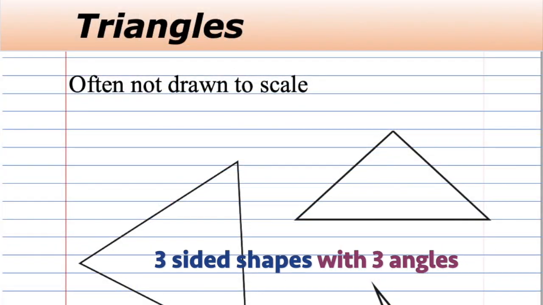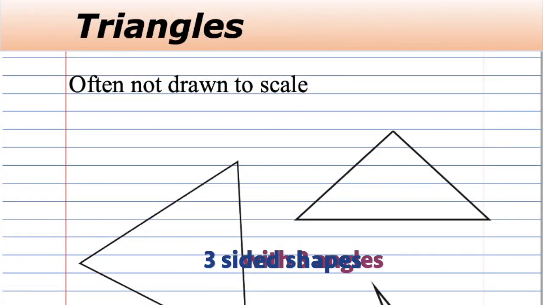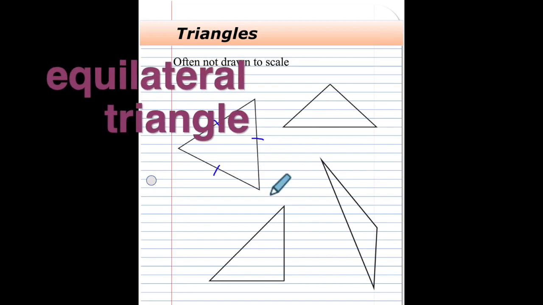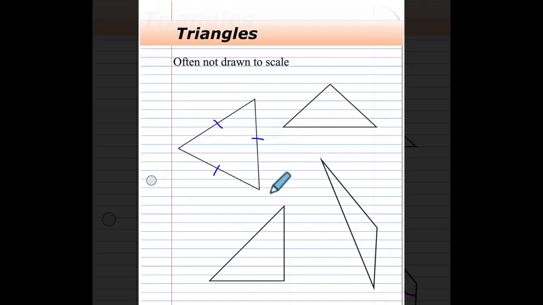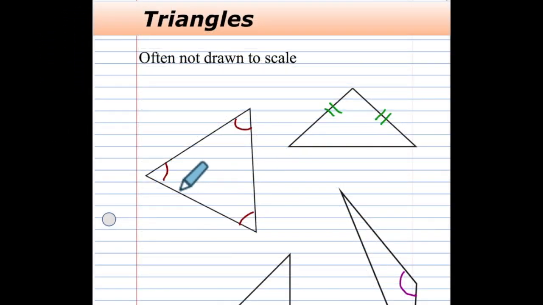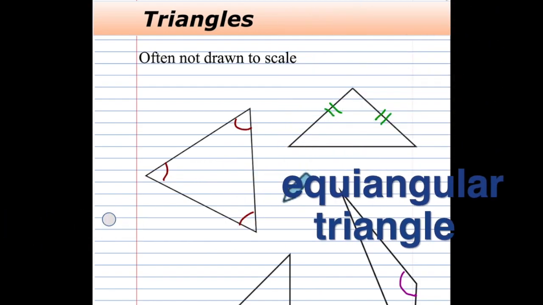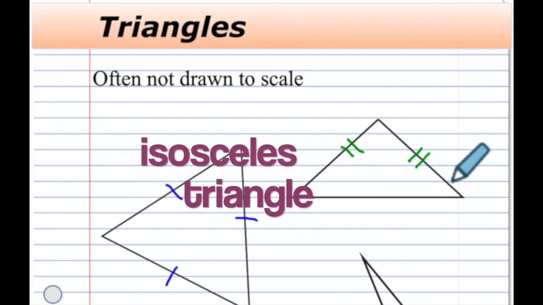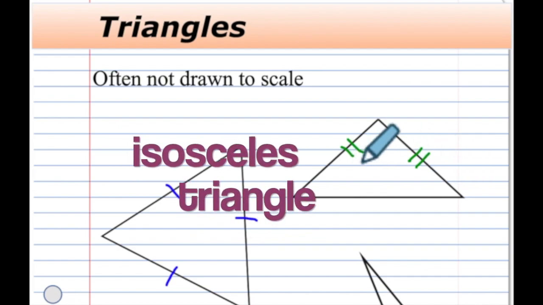Triangles are three-sided shapes with three angles, and they can be labeled based on the measures of their sides and their angles. When we have this situation, we can label this triangle as equilateral. The sides are equal in this triangle. If all the angles of a triangle were equal, we'd have an equiangular triangle. This triangle is an isosceles triangle because two of the sides are equal.